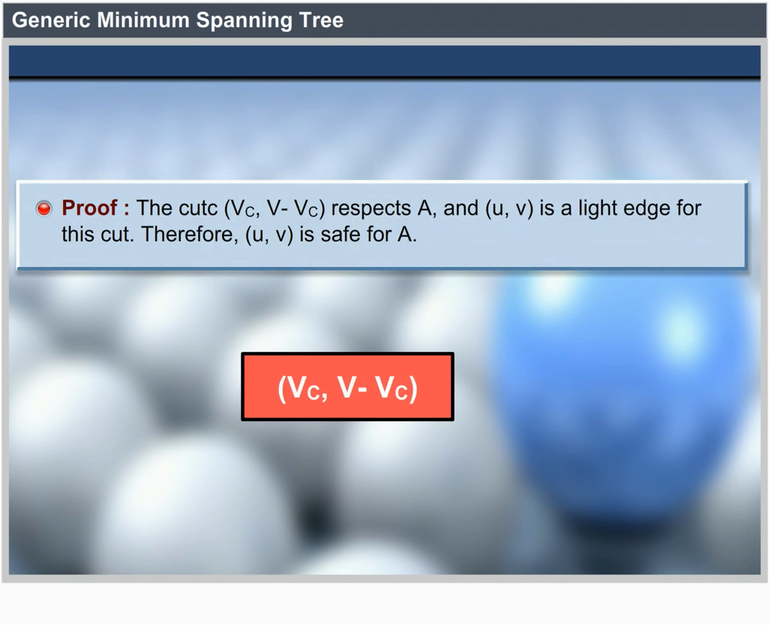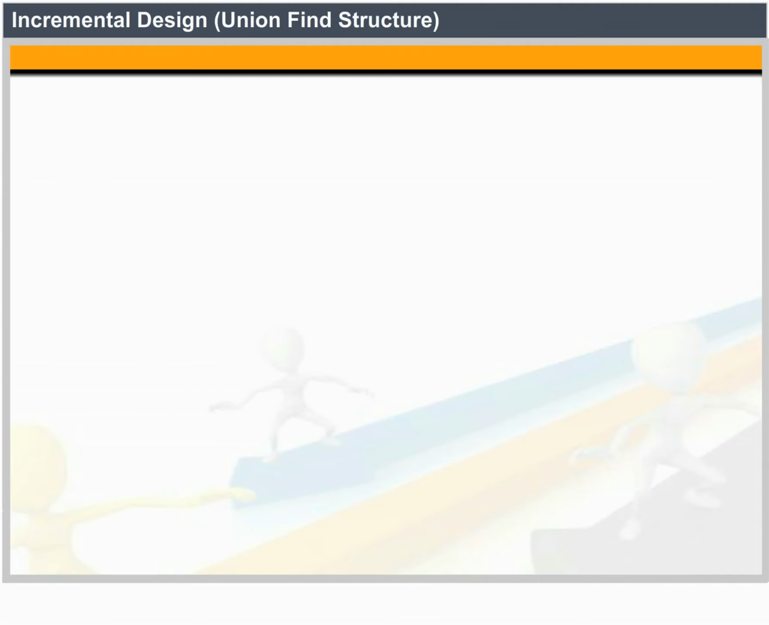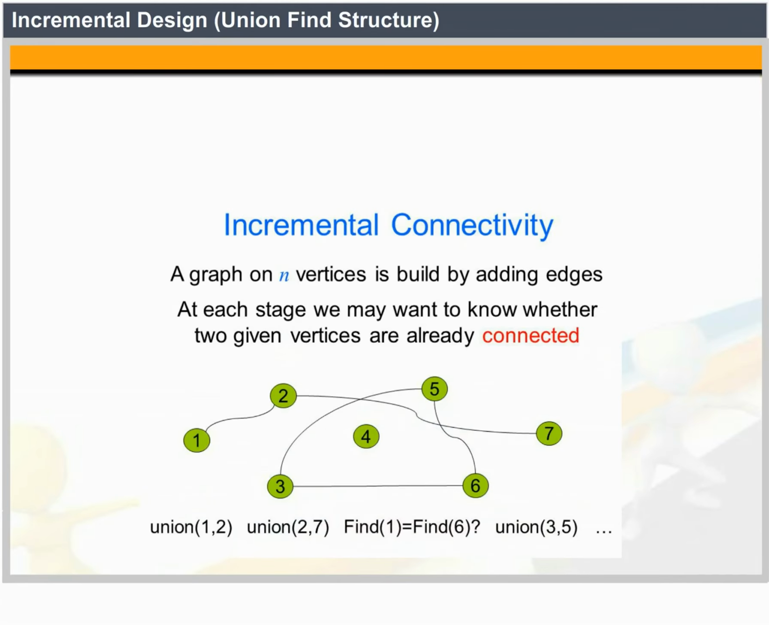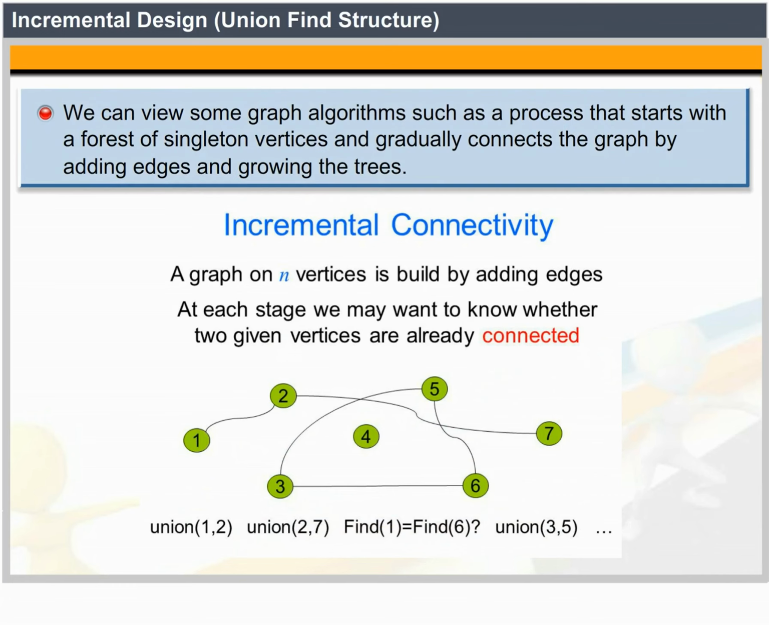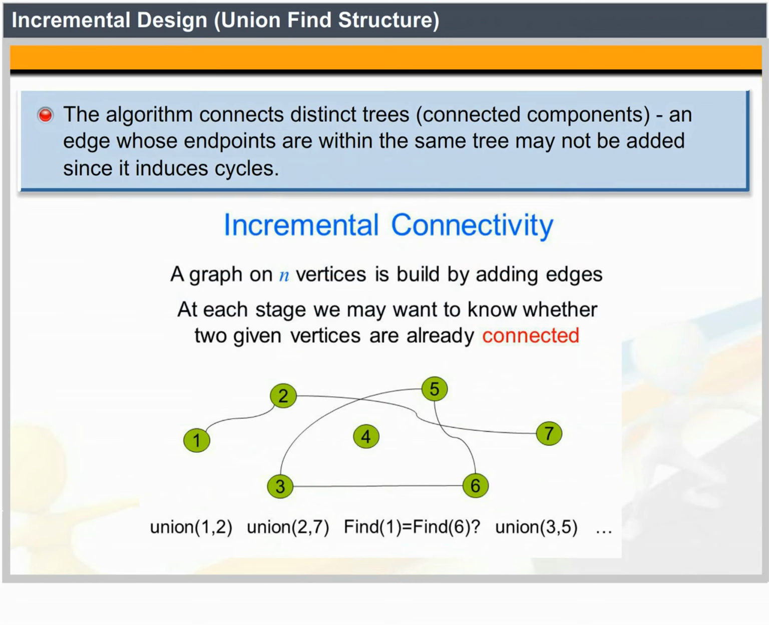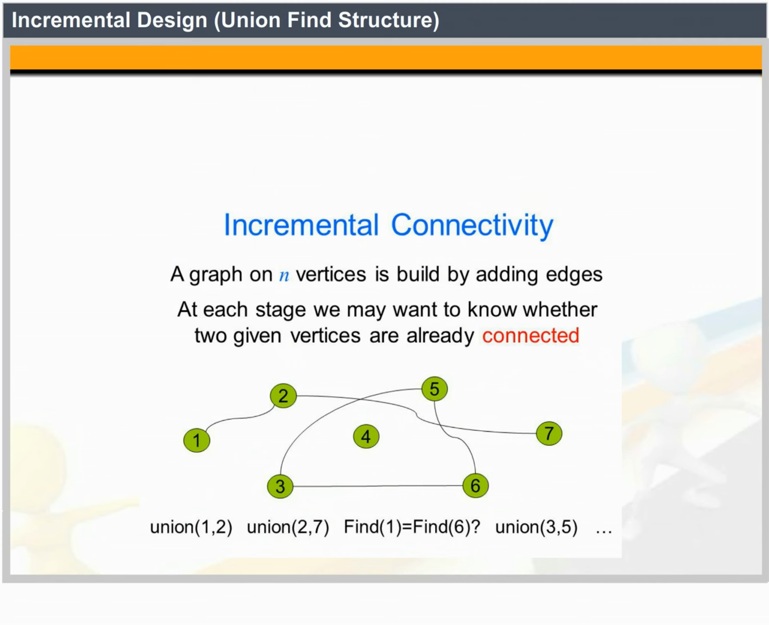Incremental design or union find structure. We can view some graph algorithms as a process that starts with a forest of singleton vertices and gradually connects the graph by adding edges and growing the trees. The algorithm connects distinct trees, the connected components, and an edge whose endpoints are within the same tree may not be added since it induces cycles. Therefore, we can maintain a data structure that supports the following operations.